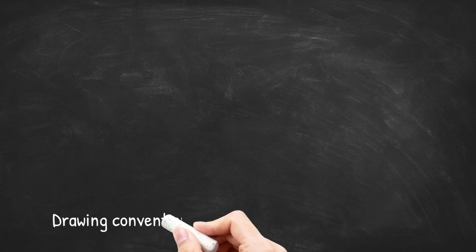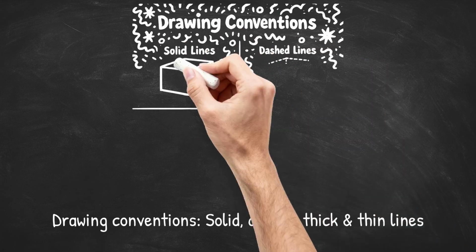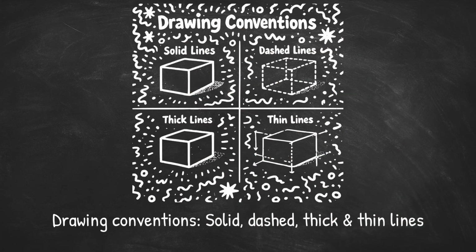To make drawings easy to read, we follow drawing conventions. Rules like using solid lines for visible edges, dashed lines for hidden parts, thick lines for outlines, and thin lines for dimensions. These small details keep our drawings neat, clear, and professional.